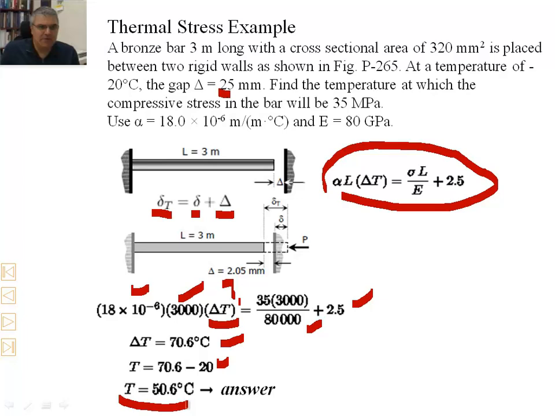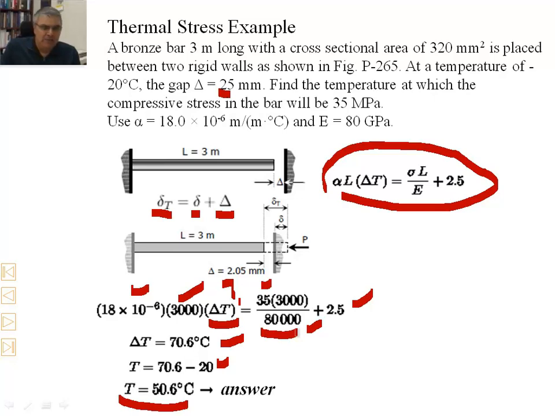temperature at which the compressive stress in the bar would be 35 MPa. Remember, we use that 35 MPa here in this equation, and we followed with our calculation, as you can see. Something we need to note down here is that for the units that we use, you want to make sure that the conversions between GPa, MPa and kPa are all carried out correctly.